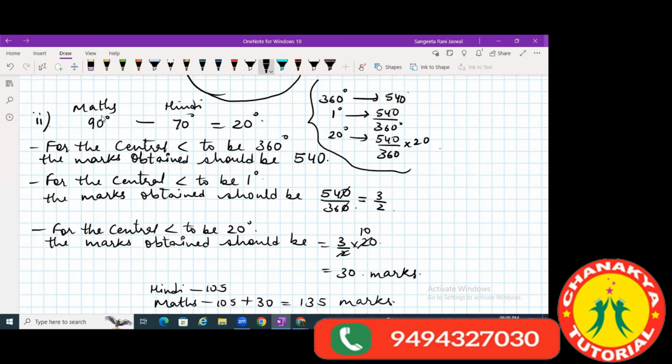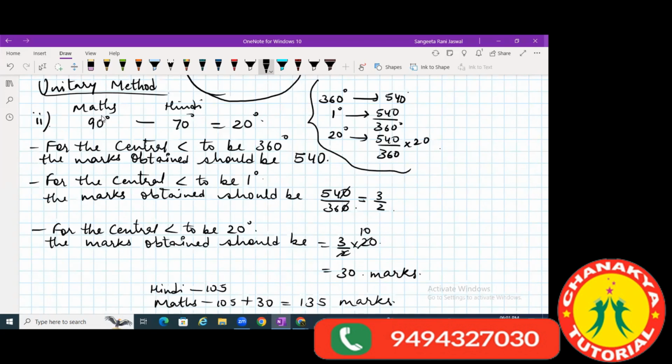Yes or no, Lasya? Do you agree to that? Yes, ma'am. Okay. For the central angle to be 1 degree, why am I taking 1 degree? I am using the unitary method to solve this question. So that's why I am taking 1 degree. For the central angle to be 1 degree, the marks obtained should be 540 by 360. You get it? Yes, ma'am. So when you reduce it, you will get 3 by 2.